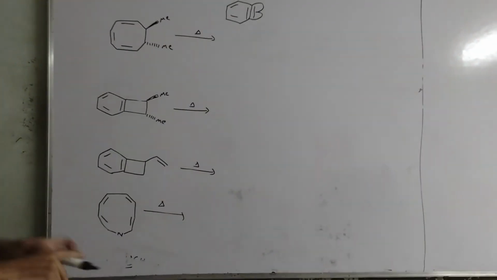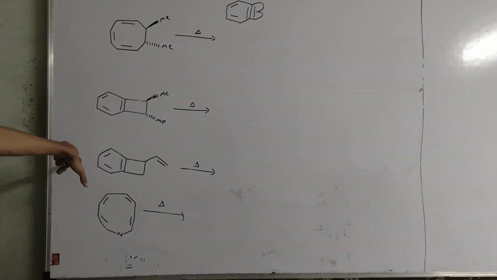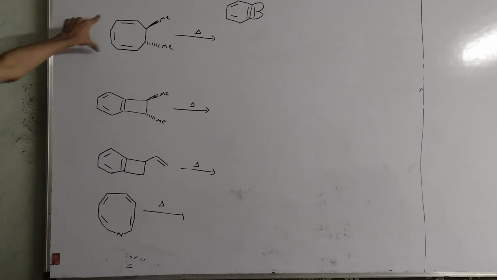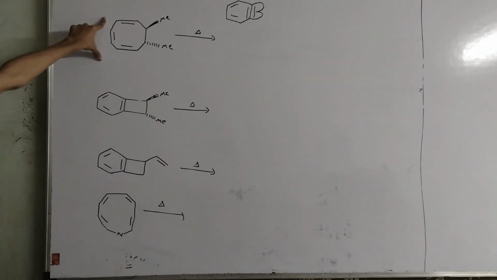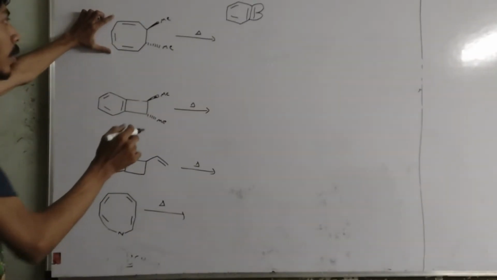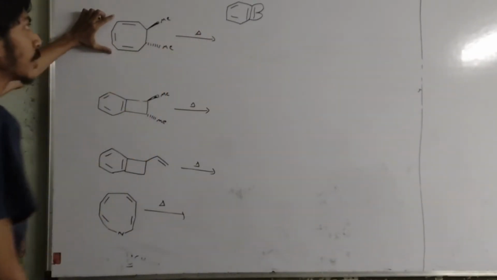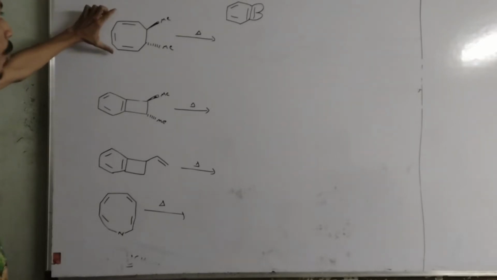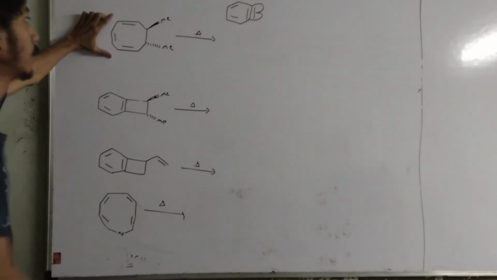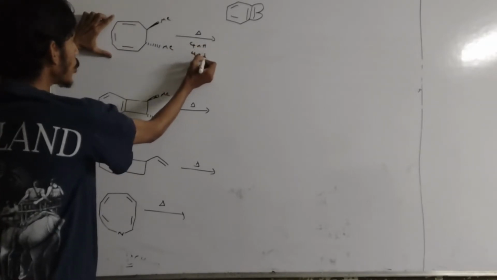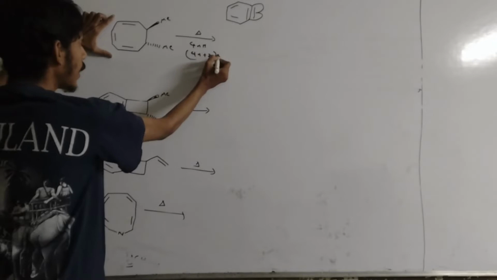Today we'll discuss these 4 examples, and also we will discuss more examples as well. First of all we'll start with this example. In this reaction, we apply the heating condition. So what type of electrocyclic reaction happens, whether it is a 4n pi electron system or a 4n plus 2 pi electron system? How do we decide?